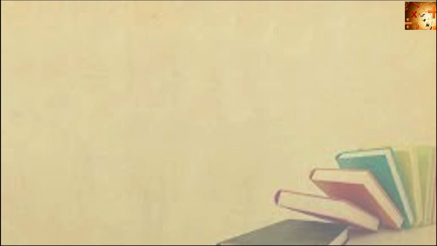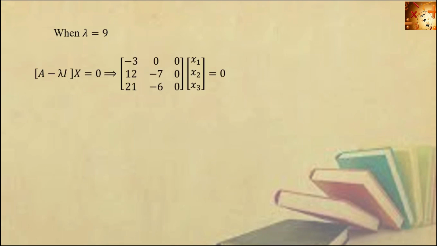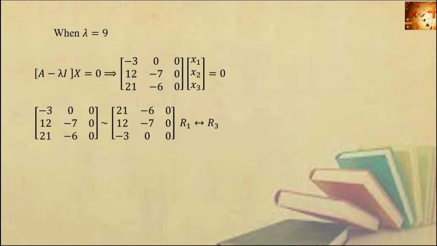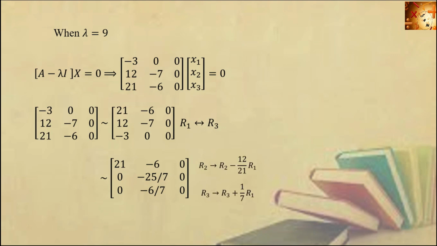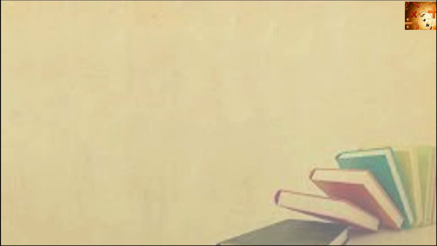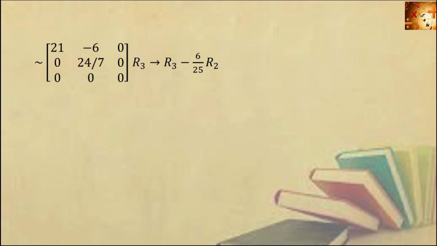Next, one more eigenvector is remaining when lambda equal to 9. This is the matrix. Here also, interchanging the first and third row, and the transformations are R2 changes to R2 minus 12 by 21 R1, and R3 changes to R3 plus 1 by 7 R1. Next, one more transformation, R3 changes to R3 minus 6 by 25 R2. This will be the matrix.